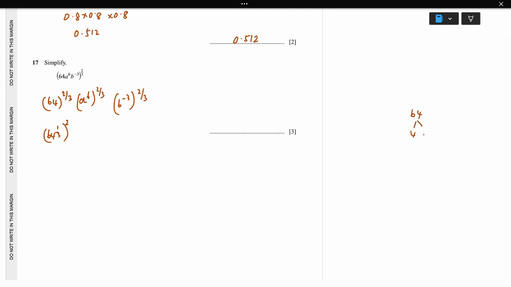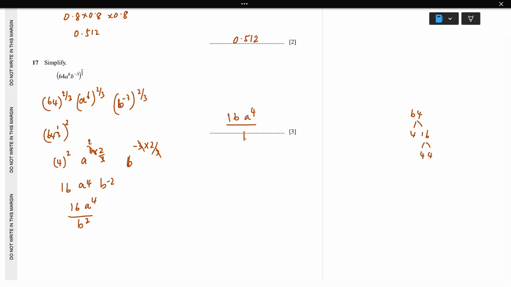4 times 4 is 16, then 16 times 4 is 64. So the cube root is 4, and the first part is 4 squared, which is 16. Then a^6 times 2/3 and b^-3 times 2/3. Here the 3 and the 6 give 2, so a^4, and the 3 cancels, so b^-2. Finally 16 a^4 b^-2, and when you bring b^2 down it becomes positive. So the final answer is 16 a^4 over b^2.